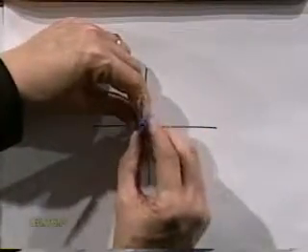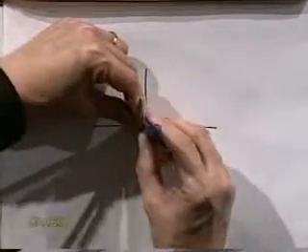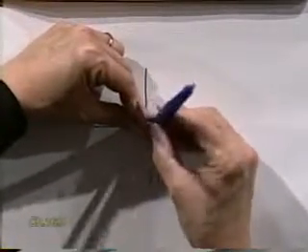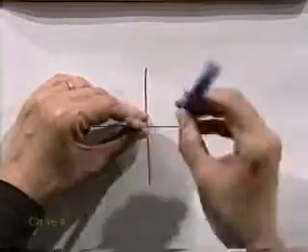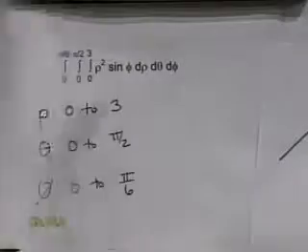You follow? I can go from here to pi over 6, here to pi over 6, here to pi over 6. What am I getting? I'm getting a cone.